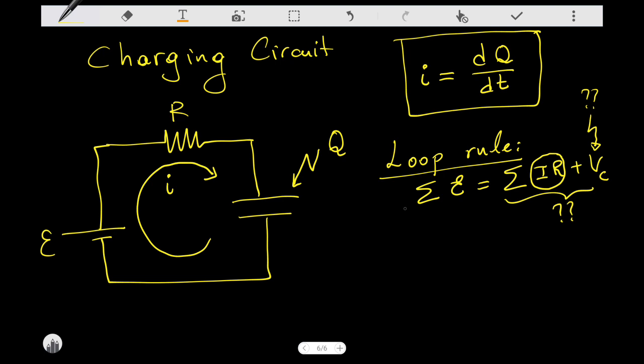So in all these kinds of situations, I just go back to the very first statement of the loop rule.